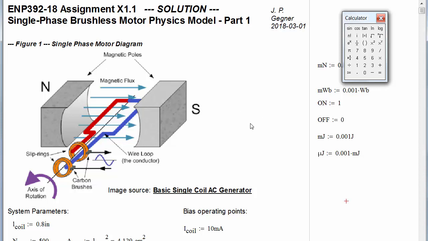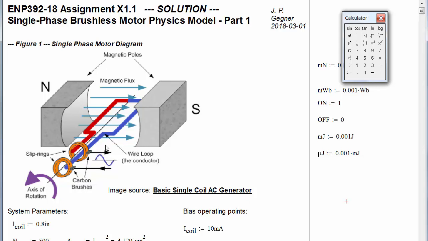I'm going to show you my solution for the assignment of analyzing a single coil permanent magnet brushless motor. This is for the purpose of ultimately having a physics model for the Mendocino pulse motor, but we're analyzing the simpler, more familiar case here, where we have a single coil that is rotating in a constant B field. There are no brushes, so that's why we call it brushless.